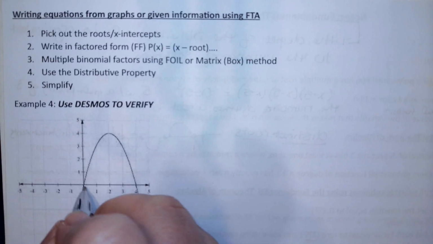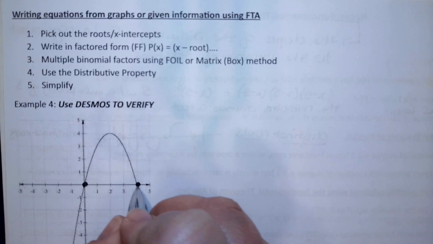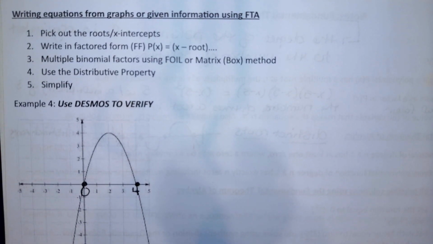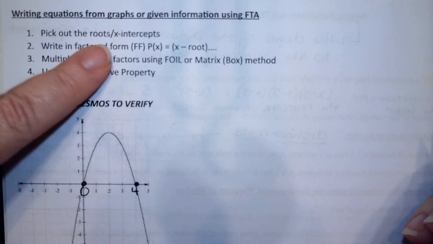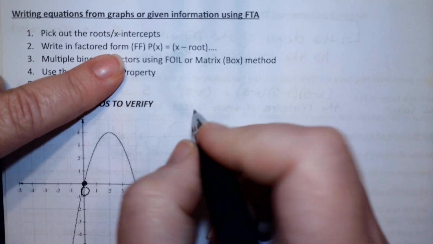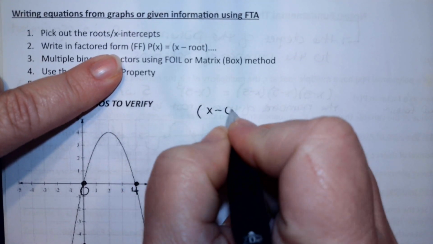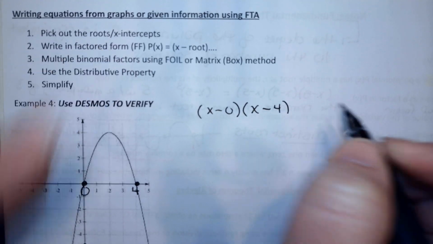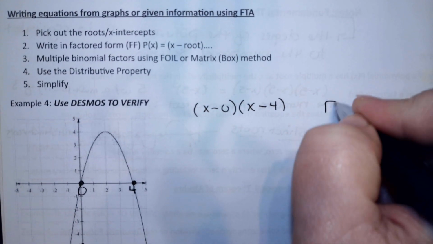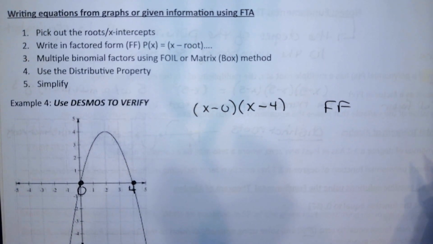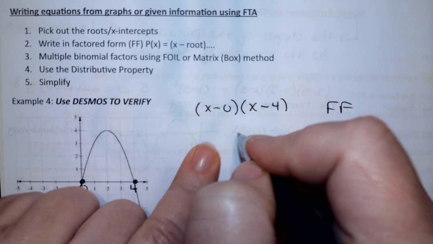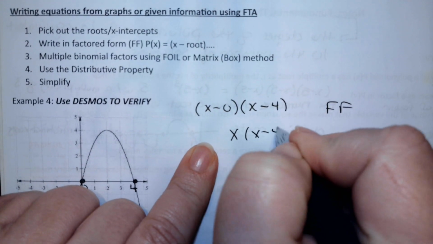Alright, so what are the roots to this first one right here? Well, the roots are 0 and 4. So we've picked out the roots. Now we're going to write in factor form. So we're going to write here and say x minus 0 times x minus our root of 4. That is factor form. Now, normally we wouldn't see x minus 0, would we? We would just see x times x minus 4.